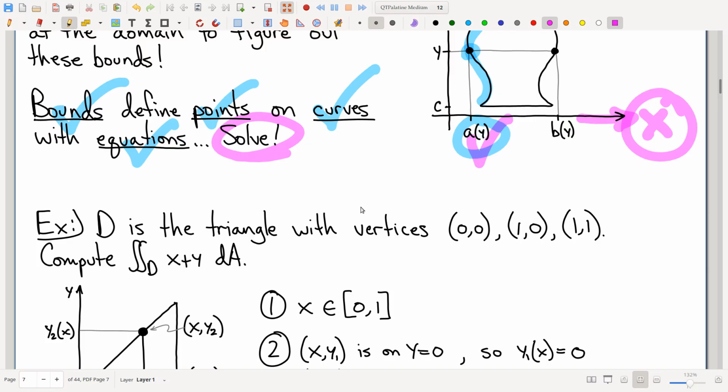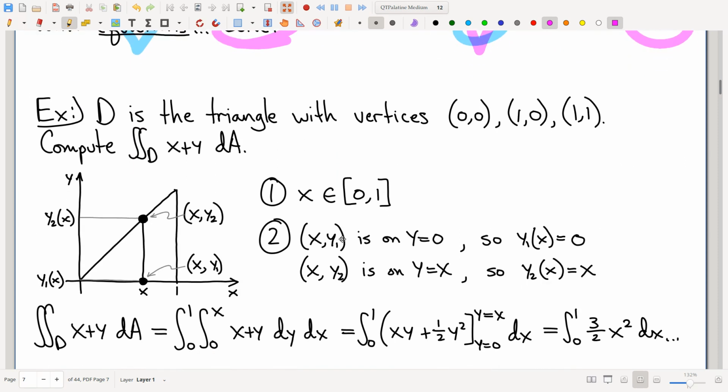You want to think: the bound that you're interested in corresponds to what point, which is on what curve, which has what equation, and then make sure you solve for exactly the variable that you need. Okay, let's do this example here.